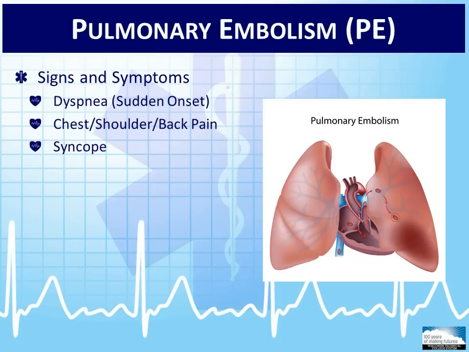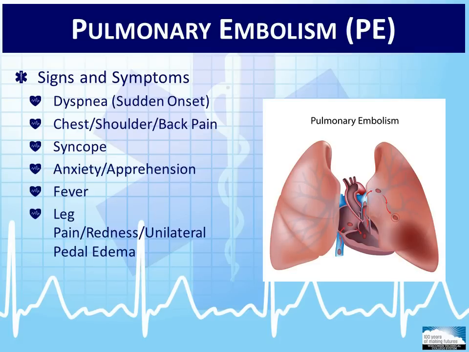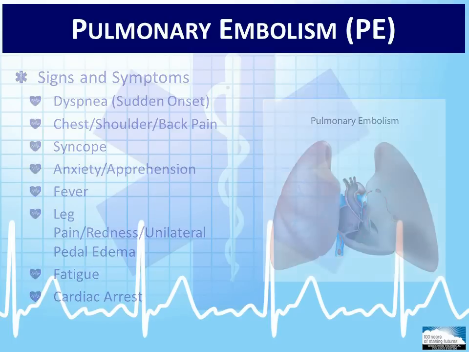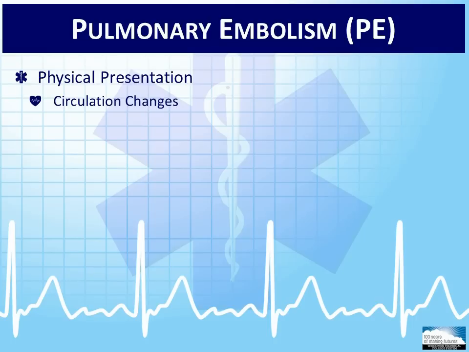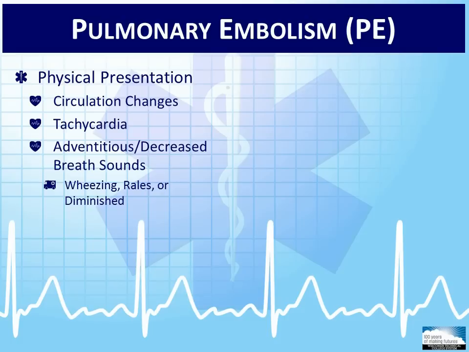In addition, syncope, anxiety, apprehension, fever, leg pain, leg redness, pedal edema, fatigue, and cardiac arrest are also associated signs and symptoms. A geriatric patient with a pulmonary embolism may present with circulation changes, tachycardia, adventitious breath sounds such as wheezing, rales, or diminished, decreased pulse oximetry reading of 70% or lower, and hypotension.